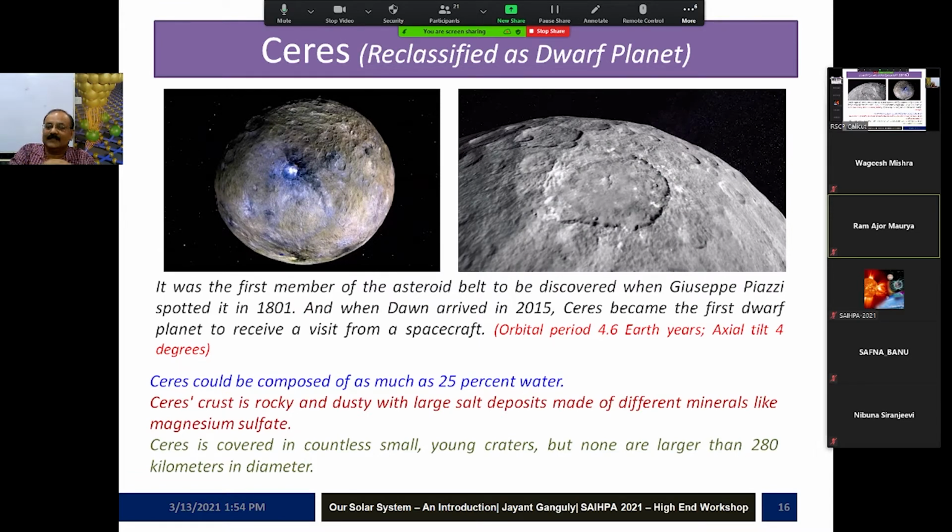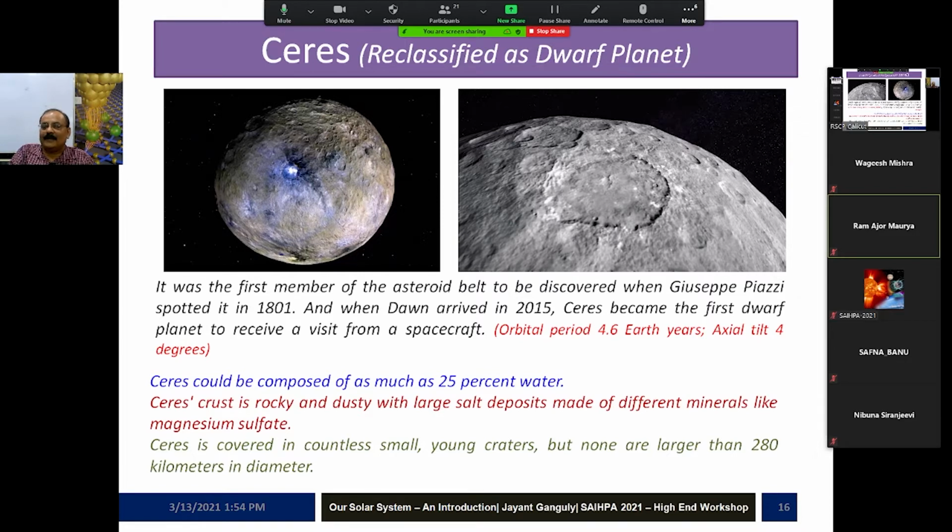And then we have Ceres, it is reclassified. We have seen these pictures of Vesta. Then Ceres was reclassified as a dwarf planet afterward. That is how the concept of dwarf planet came up, and how afterwards we have a new class of object called Plutoids. We will come back to it at the end.